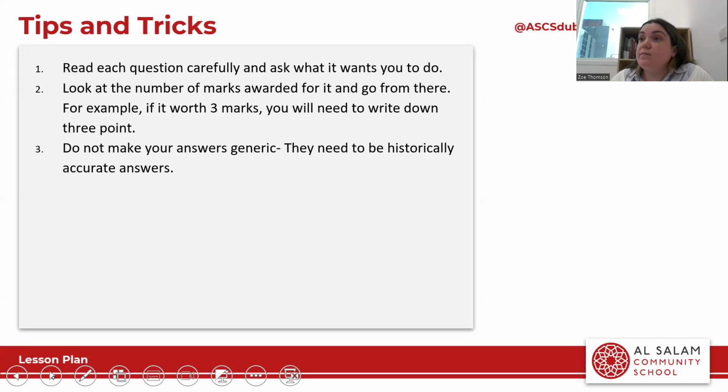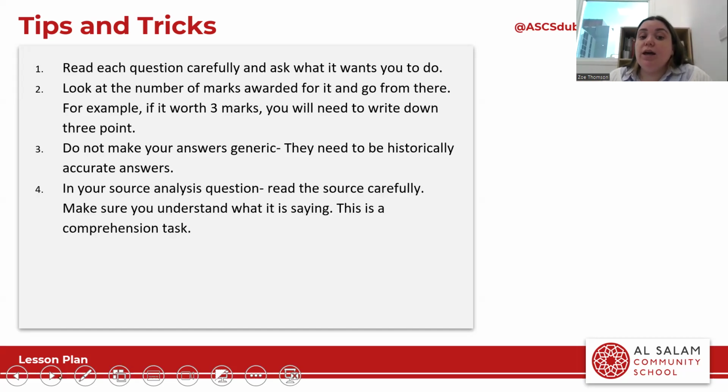What was the actual reason the slave trade started? Well, then maybe you need to make a note of that, and then you can go look at that in your revision. Okay. Then the last thing, in your source analysis, like I said, read the source carefully.